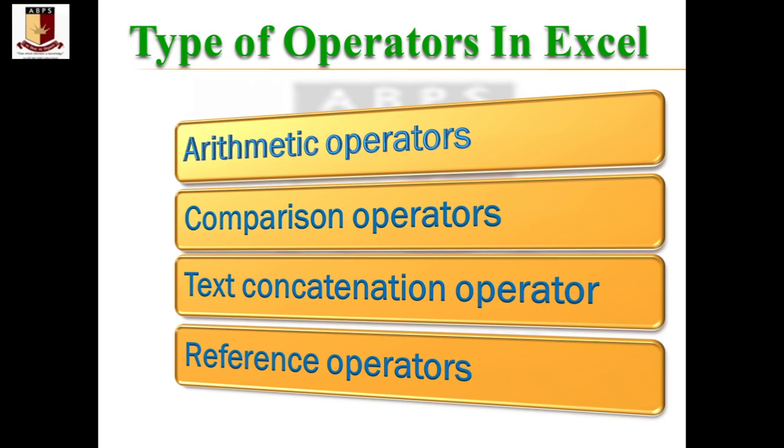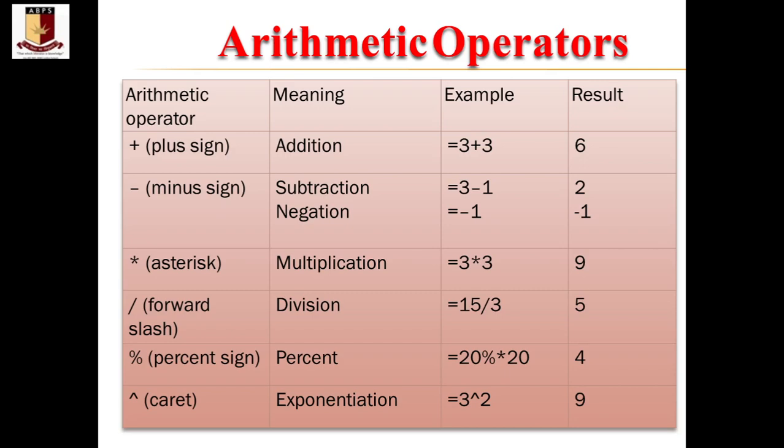So let's move. We'll go with the arithmetic operators first and check how we can use them. You already know these operators and their order, as I taught you in the previous tutorial: addition, subtraction, multiplication, division, percentage, and caret or exponent. These are the different arithmetic operators that you can use. I'll show you some practical also. Let me open the Excel sheet.